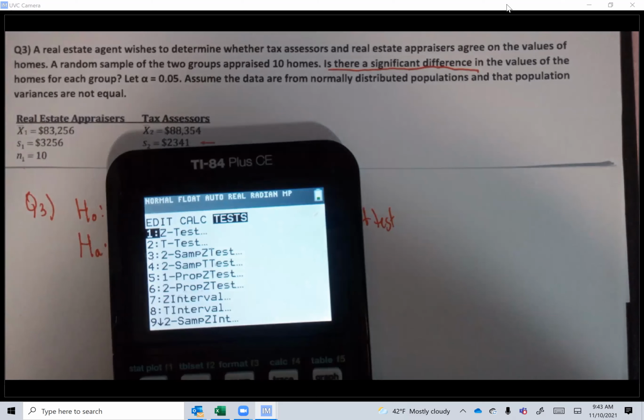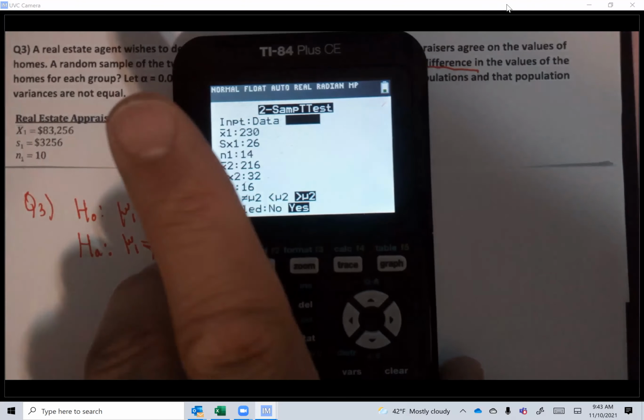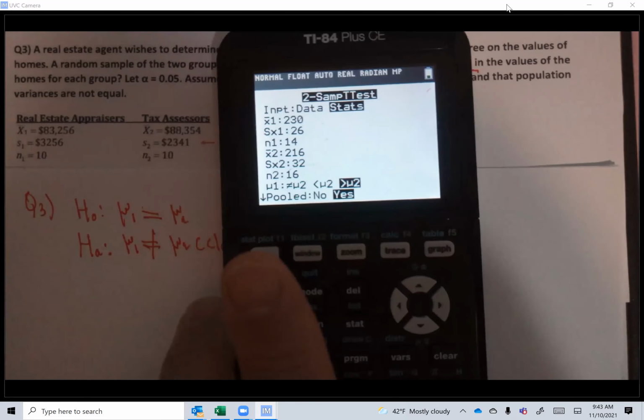Tests. This is the real statistics, guys, that you're learning. This is what the course is about. That's the core of the course.